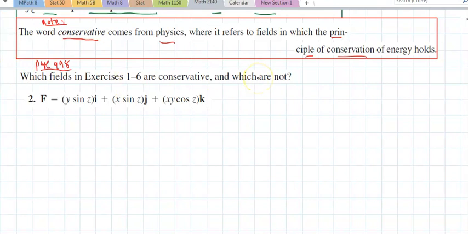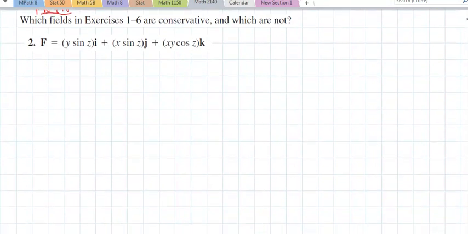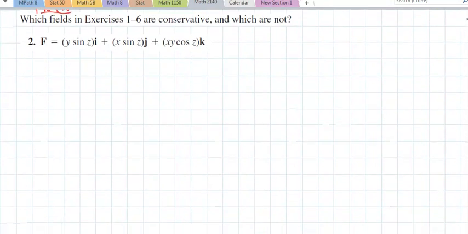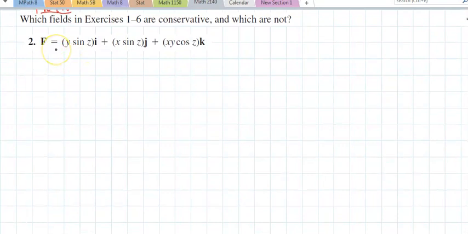So on numbers 1 through 6 on page 998, it says, determine which fields are conservative. For now, we make a big fuss about that. Later on, we kind of drop that. If it is conservative, it has certain applications, but if it's not conservative, that doesn't mean it cannot be done. You can still do it. So if I want to figure out if it's conservative, I'm going to stick with what I mentioned.